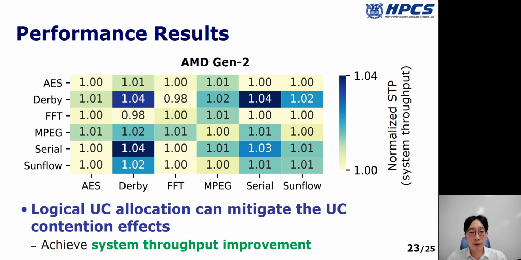Now I will show the evaluation result of the logical microcache allocation technique. We used 6 Java workloads from SPECjvm, and we measured the overall system throughput for each pairwise of the given workloads. Here, all results are normalized to the baseline implementation. As you can see, our logical microcache allocation is beneficial for most cases as it can reduce the microcache contention effects.